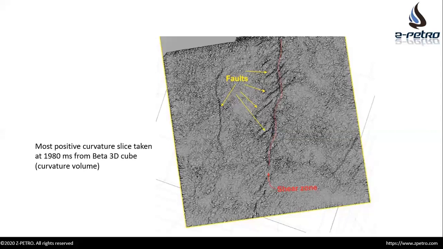So we have a type of curvature attribute, which is also known as the positive one, all right? It is basically taken at 1980 milliseconds from the 3D cube. You can see there, 1980 millisecond means this one is the time slice, all right? I'm working on a time slice, and with the help of the curvature attribute I can extract information: we can see the shear zone, we can see the faults, small faults are there, and how they are trending, with the help of this type of attribute.